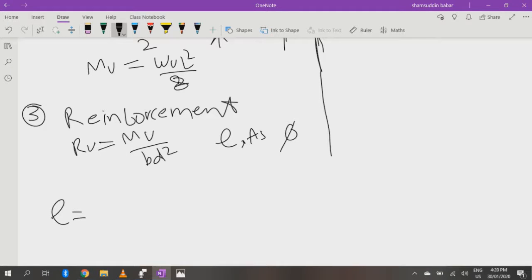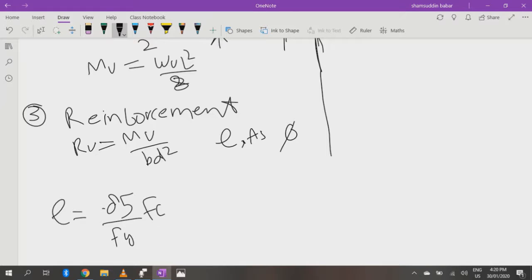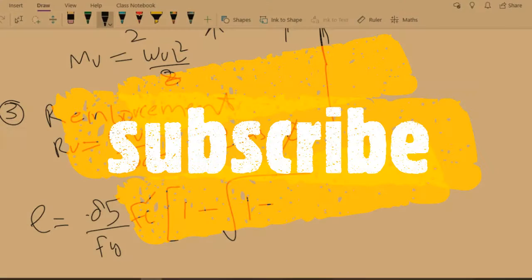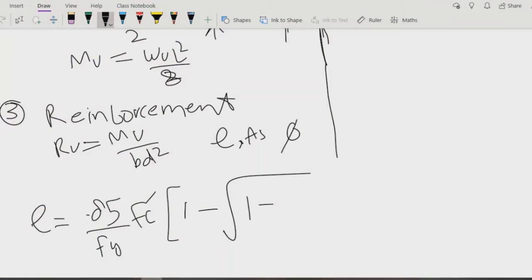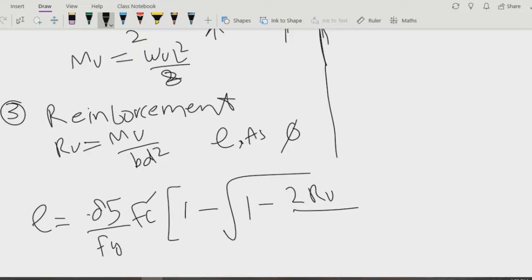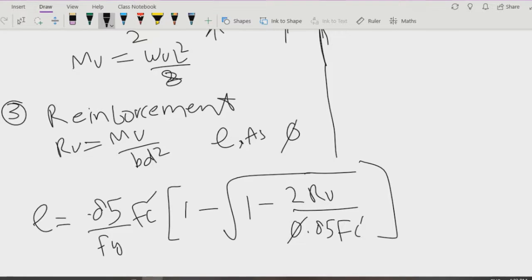Rho is equal to 0.85 fc prime divided by fy, times 1 minus radical 1 minus 2 times RU divided by 0.85 fc prime. This is our formula for rho.